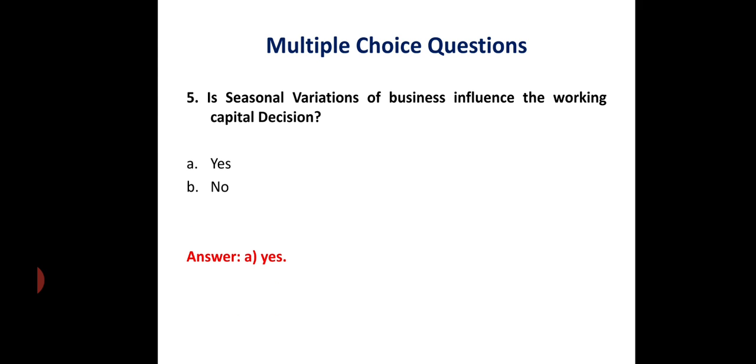Does seasonal variation of a business influence the working capital decision? 100% yes, because we already discussed that some seasonal industries like the sugar manufacturing industry or woolen textile industry run their business in a particular season. If the season comes, they have to increase their production. In order to increase production, they have to invest more working capital.